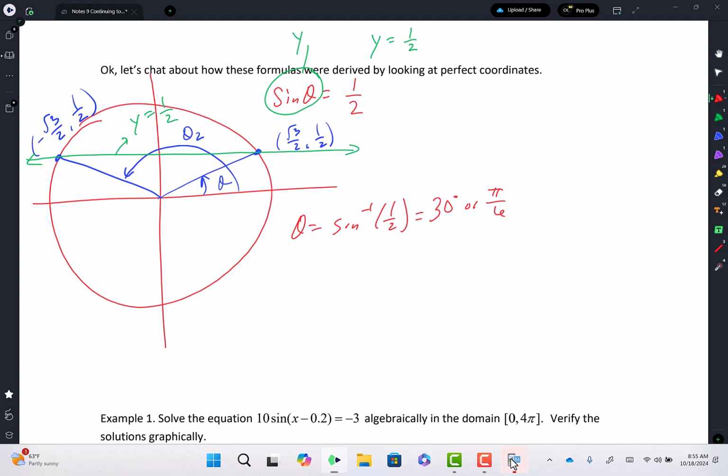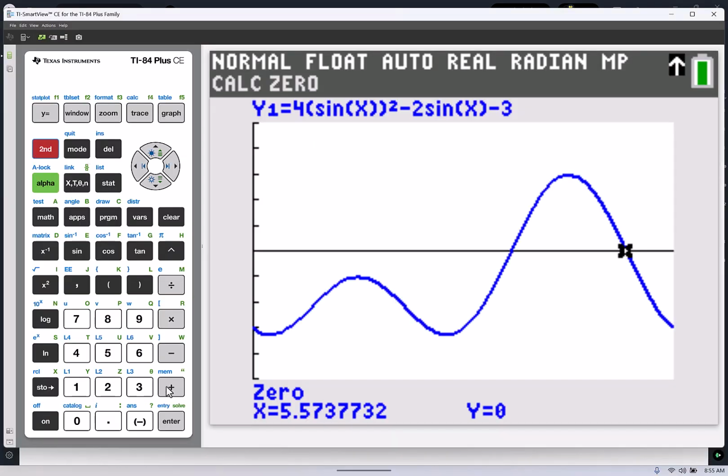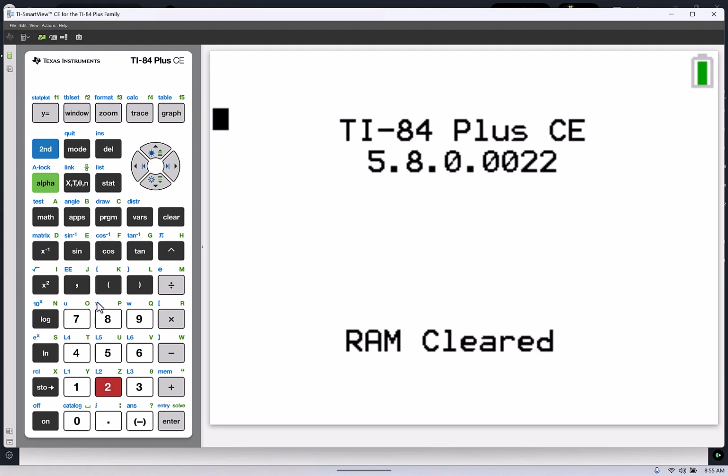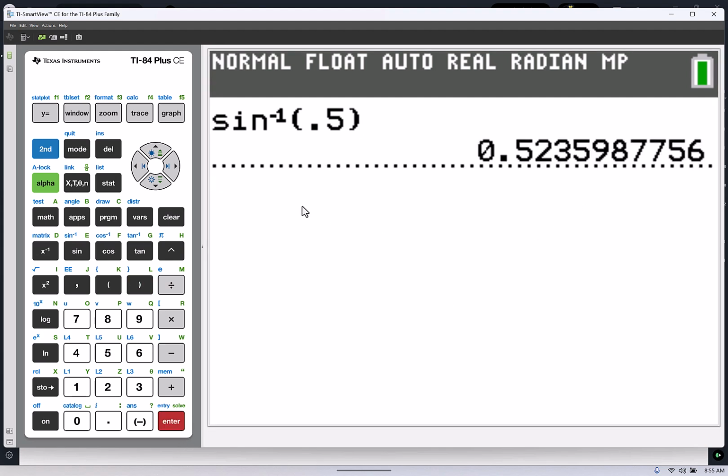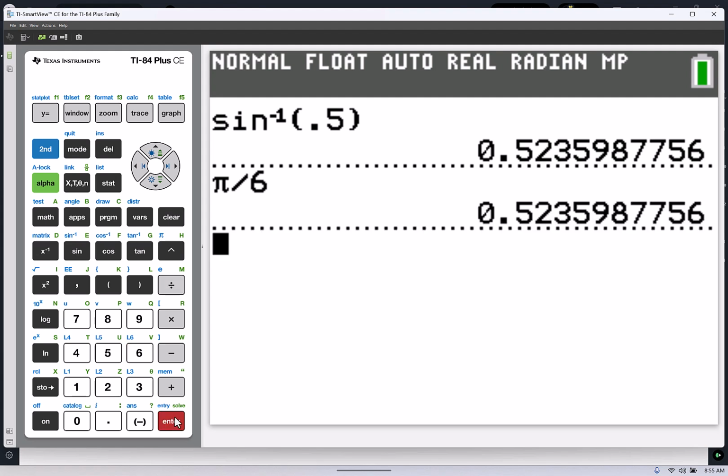So look, here's my calculator. And let me reset it. All right, check it out. Arc sine, I'm in radian mode, 0.5. Boom, that's pi over 6. Chav, I don't believe you. Okay, look, pi over 6. See, that's pi over 6.